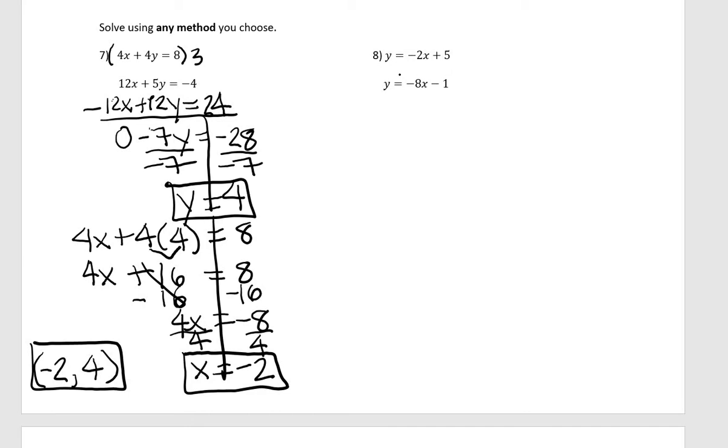All right, on problem 8, I noticed that y is already by itself right here. So what I want to do on this one is actually substitute this expression, negative 2x plus 5, in place of y in this equation down here. So let me show you what that would look like. So I'm putting negative 2x plus 5 in place of this y right here. So I'd have negative 2x plus 5 equals negative 8x minus 1.